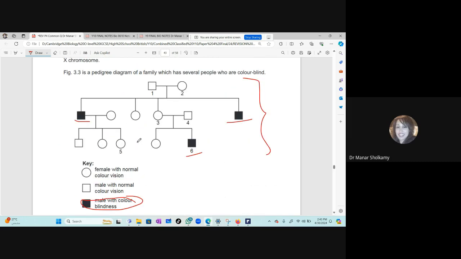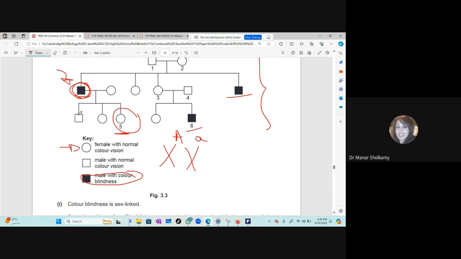5. Where is person 5? This person. Let's go to the key. She is a female and she's healthy. So is she XX or XY? XX. Now she's healthy, but she came from a sick father. So what is her genotype? Homozygous recessive. She's not sick. Heterozygous. Yes, she's heterozygous. She has one healthy allele. Yes, she's a carrier. Very good. She has one dominant and one recessive allele, because she came from a sick father, so she definitely took the recessive allele from her father.